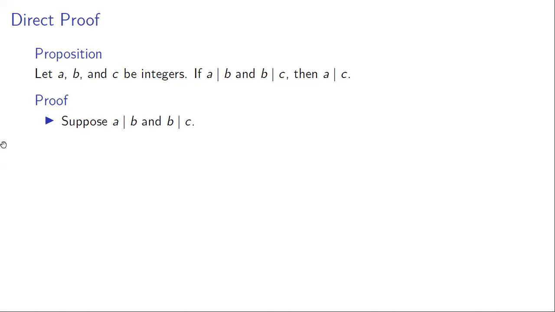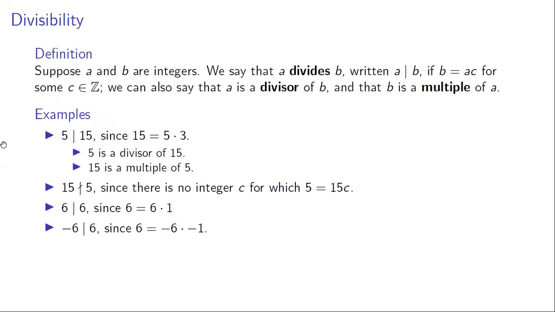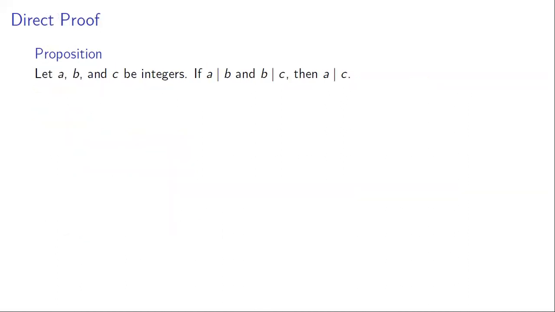If A divides B and B divides C. Well, here we go back to the definition. Remember that even though it's written as if B equals AC, then A divides B, really we understand it as a biconditional, right? So if I tell you that A divides B, then you can know that B is equal to A times C for some integer C.